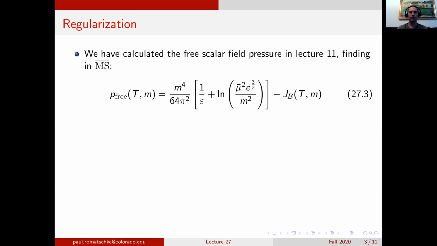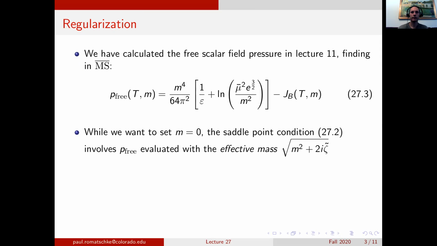In the MS bar scheme in dimensional regularization, we found the following result for the pressure of a single real scalar field in 3+1 dimensions. It's reproduced in equation 27.3. And in dimensional regularization, this result here is divergent because it is proportional to 1 over epsilon, where epsilon still needs to be sent to 0.